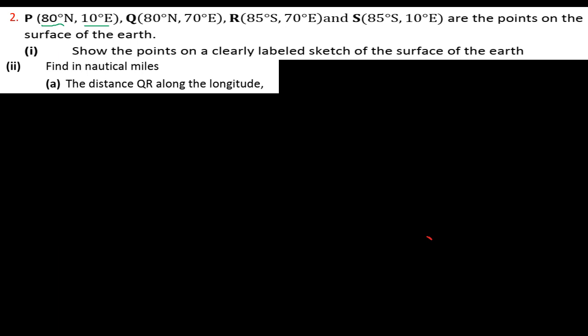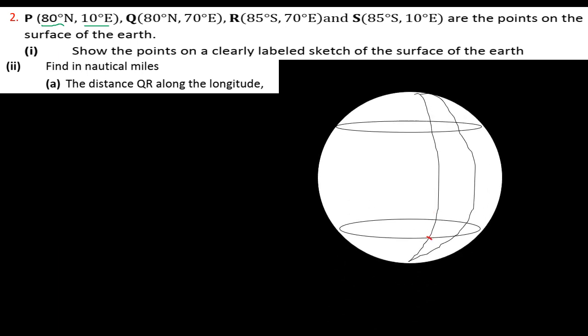So let us try to sketch these points on the surface of the earth. If we were to draw our earth, as you can see, these are the latitudes. Let me use my pointer. These are the latitudes, the horizontal lines, and these are the longitudes. Using the information we've been given, we have mainly two latitudes. We have 80 degrees north, and as we know, north is this side, south is this side, east is this side, and west is this side.